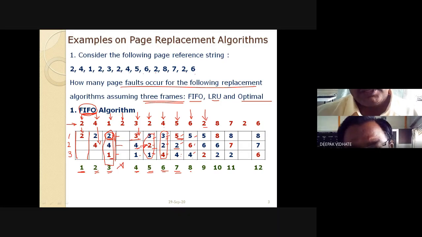Which is to be replaced? 4 is to be replaced because it is the oldest one here. See here, this one. So 6 is here, and 2 is the replacement. Only 6 is here and 5 is here. So 4 is the oldest one. That's why you are replacing 4 with 2. So this is the structure after replacing the page.